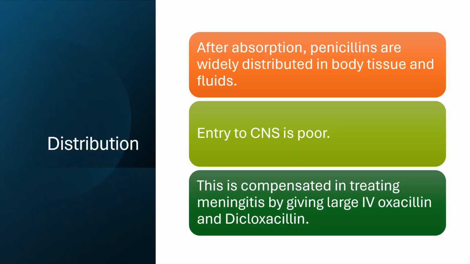After absorption, the next step is distribution. Penicillin is widely distributed in body tissues. It does not enter the CNS, so in case of meningitis, we have to give large doses of IV oxacillin and dicloxacillin.